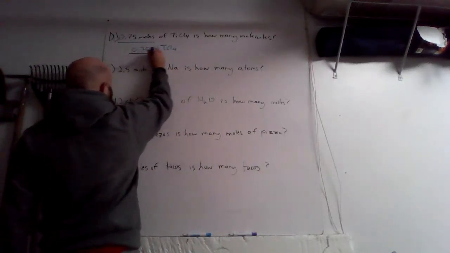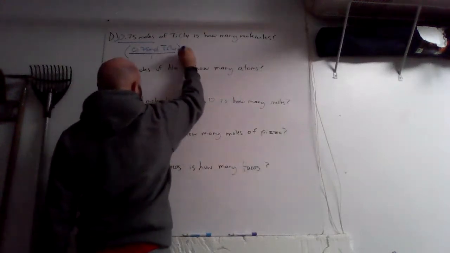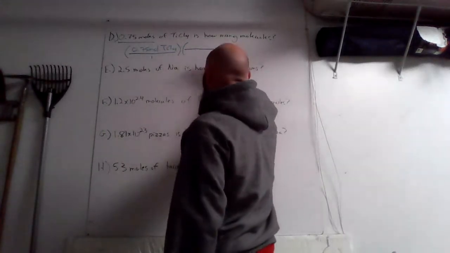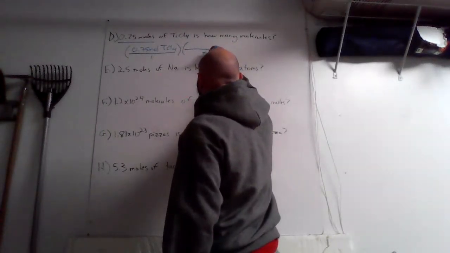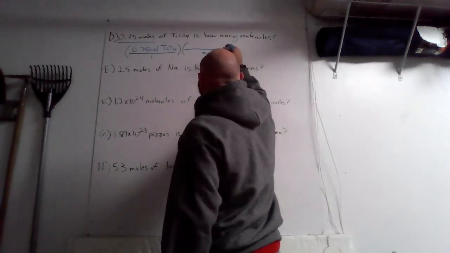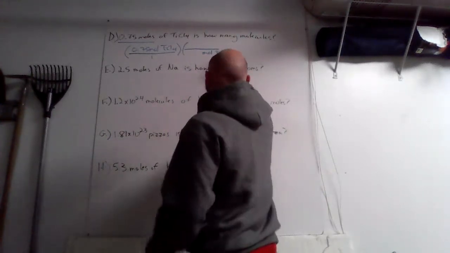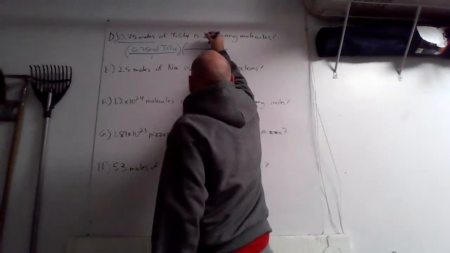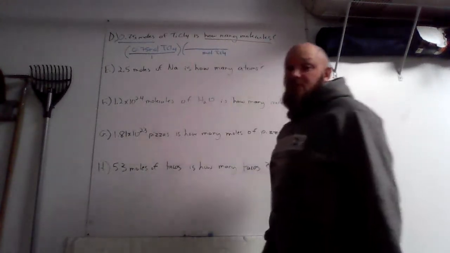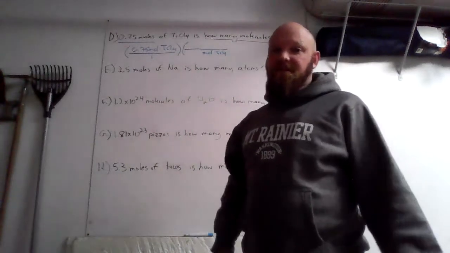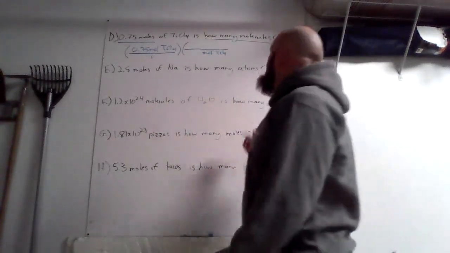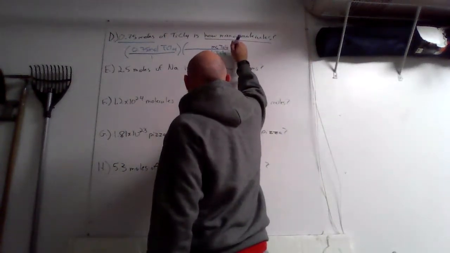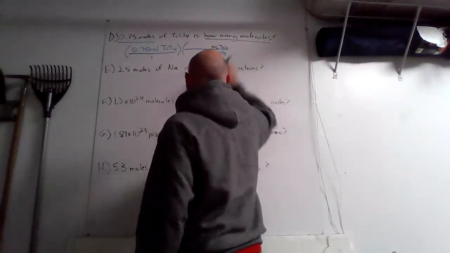Okay? So I am going to put that over 1, put it in my parentheses. What do I do with this unit? I drop it. So I'm going to say something moles of TiCl4. What's it asking me? How many molecules? What I'm going to allow you guys to abbreviate molecules to is just MC, because I think it's a lot easier than writing out molecules. So I'm going to write molecules TiCl4.